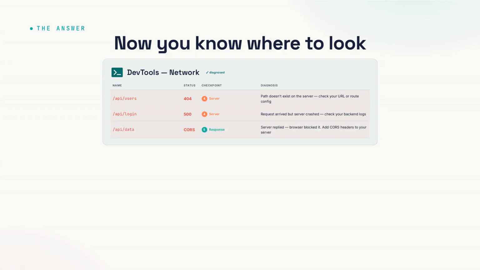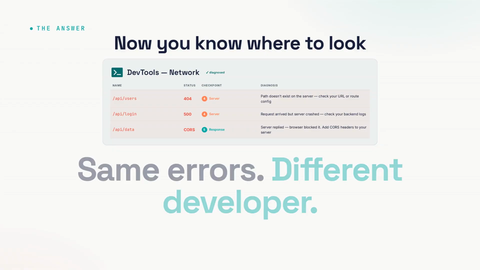Here's the part almost nobody explains: the facility actually answered. It mailed the return letter. But your browser refused to open it, because the server never stamped it with the permission headers that say, this site is allowed to read me. Nothing crashed. The fix isn't in your front end, it's the missing stamp. Add the CORS headers on your server. Same 3 errors. Same DevTools panel. But you're not guessing anymore, you can name the checkpoint and the fix for every one. Same errors, different developer.